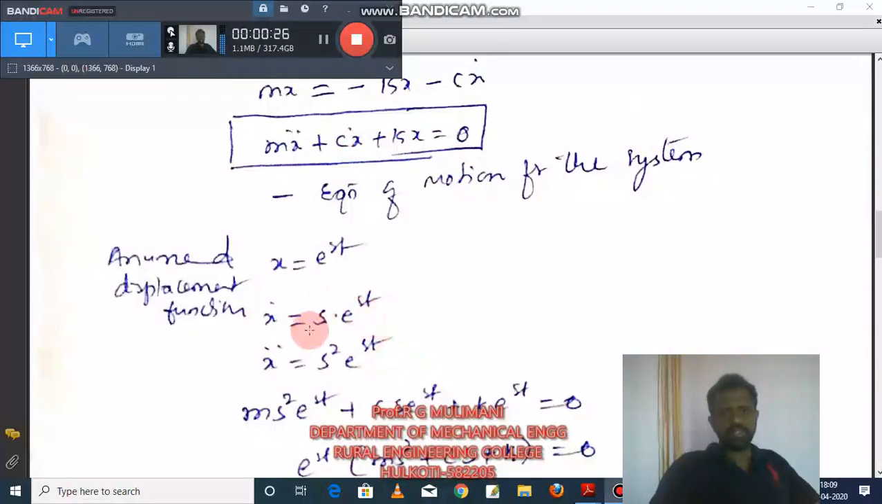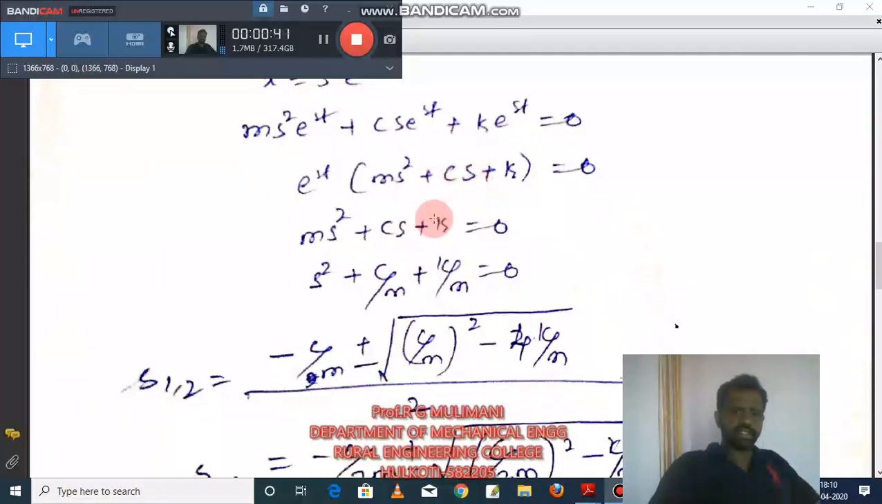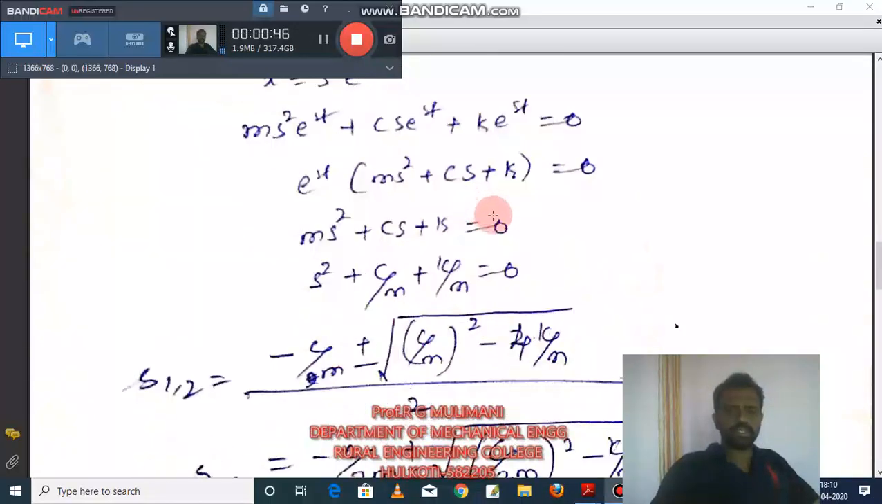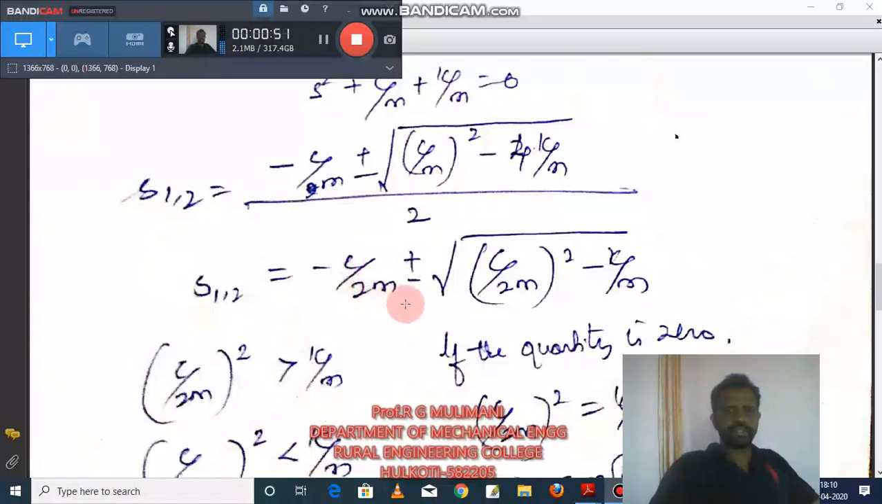We assume the displacement function to be an exponential function, as in a damped system the displacement goes on decreasing with respect to time. Substituting this function into the equation of motion, m x double dot plus c x dot plus k x equal to 0, we got the roots, that is s1,2 equal to minus c by 2m plus or minus square root of (c by 2m) whole square minus k by m. We discussed in the last class that c is the damping coefficient, m is the mass, k is the spring stiffness.